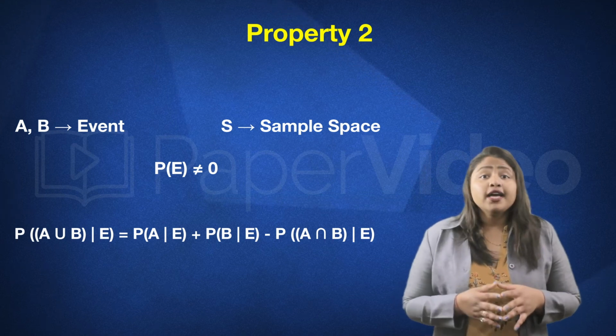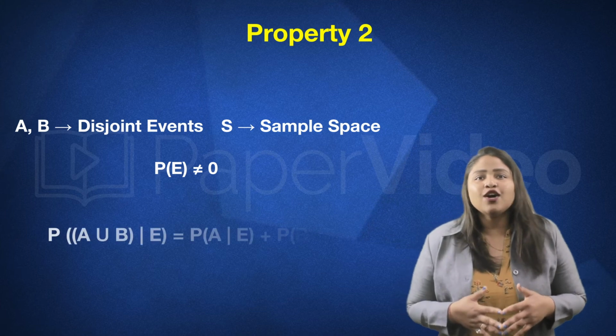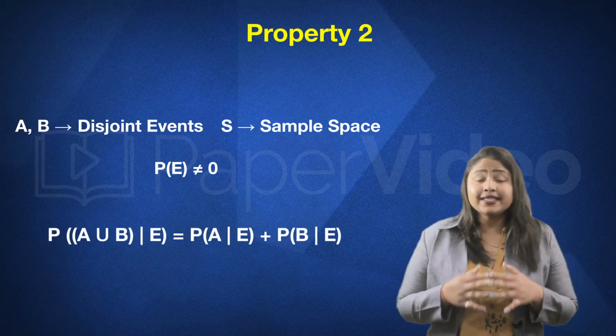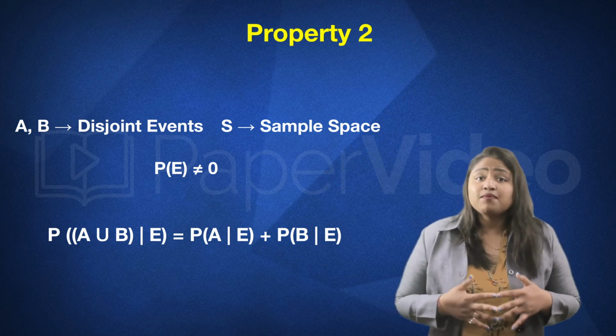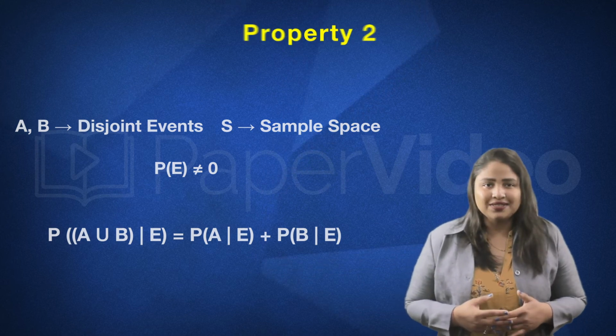In particular, if A and B are disjoint events, then the probability of A union B given that event E has occurred is equal to the probability of A given that event E has occurred plus the probability of B given that event E has occurred.